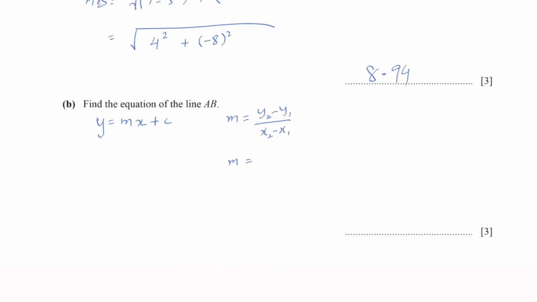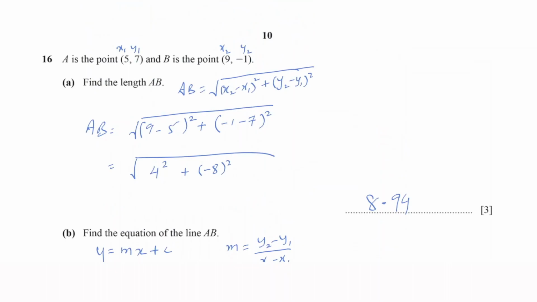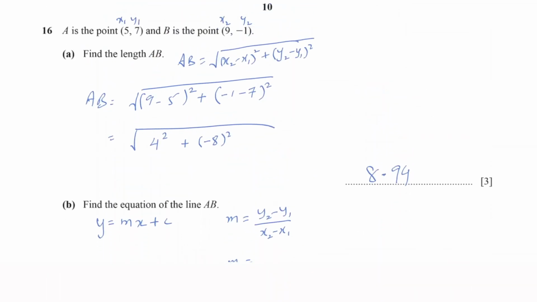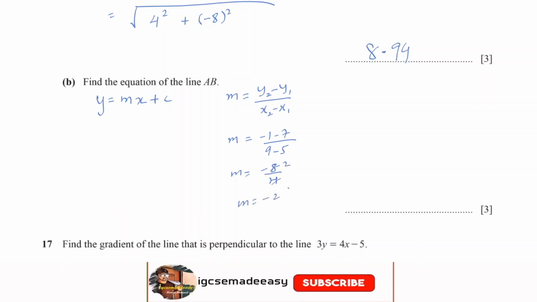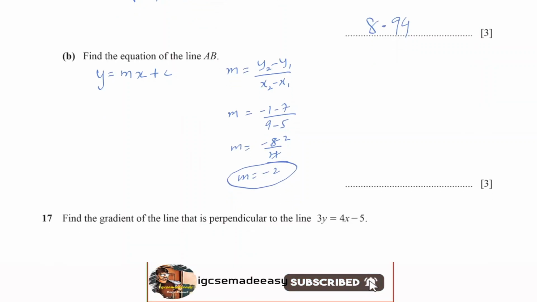So what is y2 in this case? Y2, as I told you, minus 1. The same thing, right? This one we have to check. Y2 minus y1, minus 1 minus 7, divided by x2 minus x1, 9 minus 5. So that is minus 8 divided by 9 minus 5 is 4. So m is minus 8 divided by 4, which is minus 2. Okay, so we got m as minus 2.